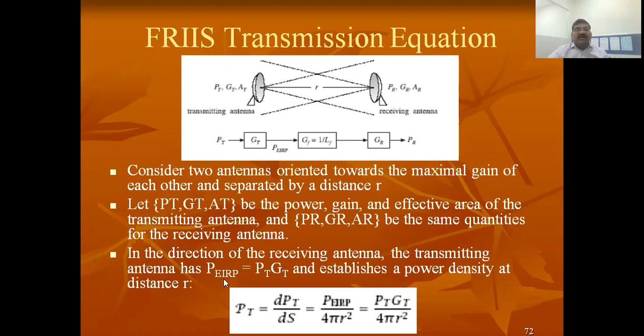In the direction of the receiving antenna, the transmitting antenna has the power EIRP equals PT GT, the power of transmission with GT considered, and this establishes a power density at the distance r. This can be given by EIRP divided by 4 pi r square. 4 pi r square, from where does it come? This is the standard sphere we are considering, 4 pi r square. So it is PT GT upon 4 pi r square, where PT is the total power transmitted.